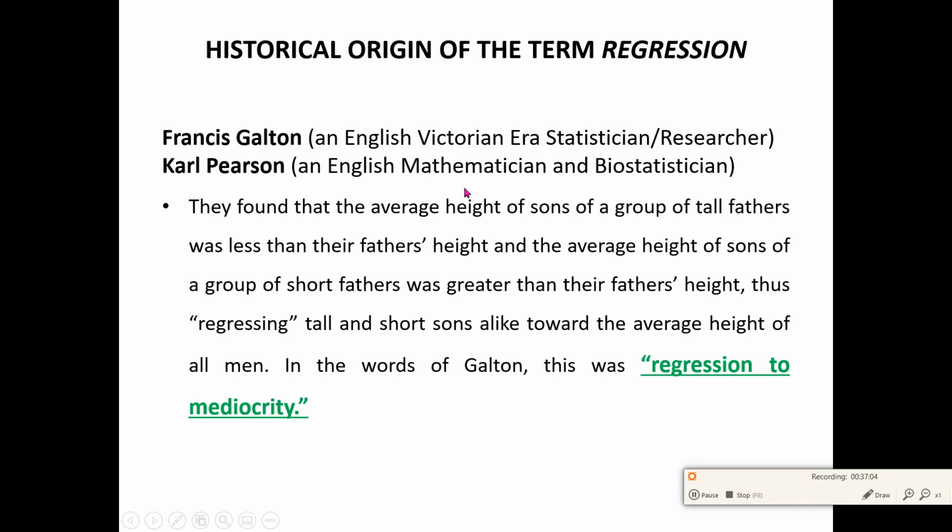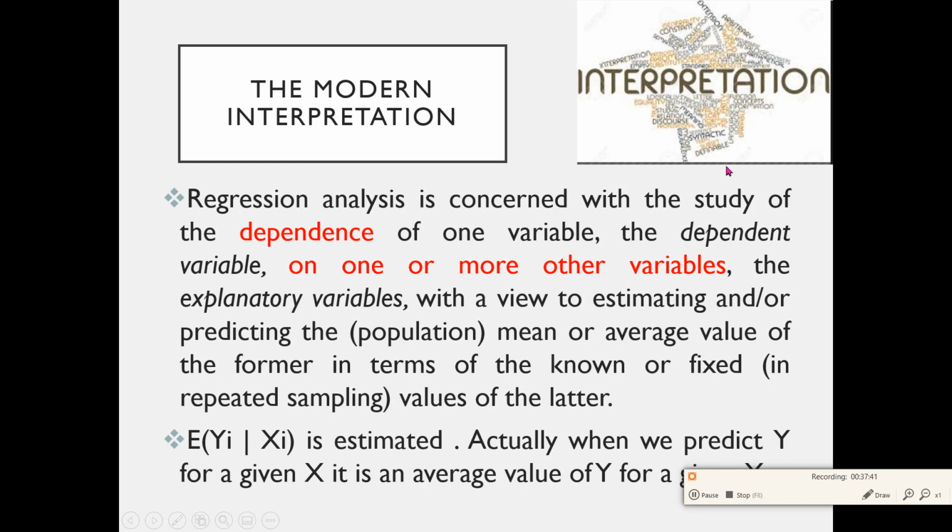Before I switch to the contemporary interpretation of regression, as I said, Francis Galton and Karl Pearson both reported, by making use of the height data, that heights have a tendency to converge toward the average height of the population. So they called this regression to mediocrity, right? Now coming to the modern interpretation of regression, it is simply dependence of one variable on one or more other variables, right? So this is the modern interpretation. We will explain this further in the coming slide.